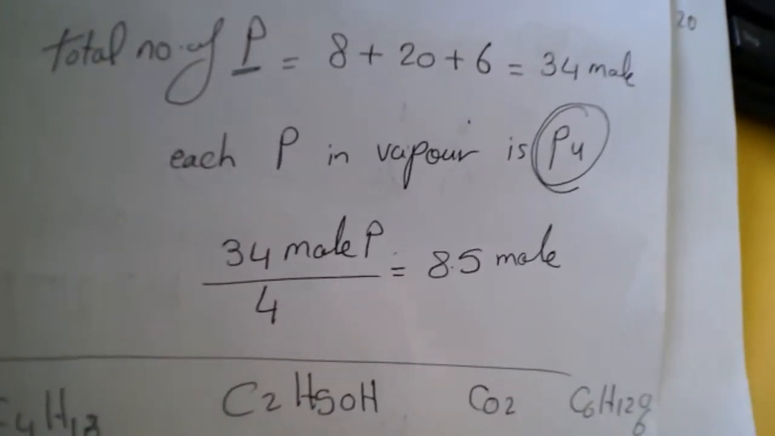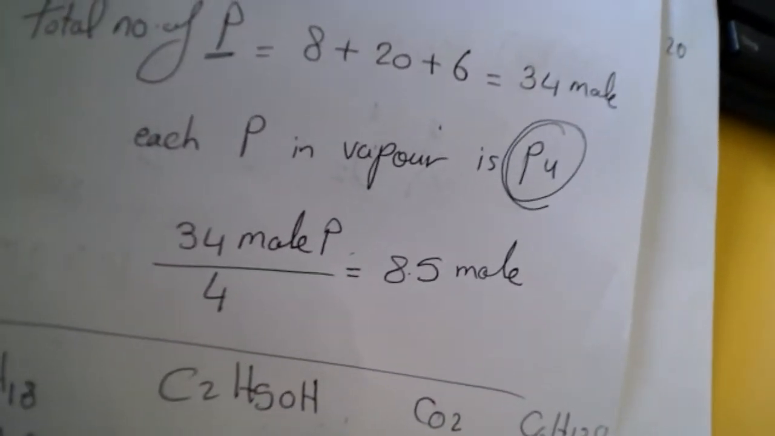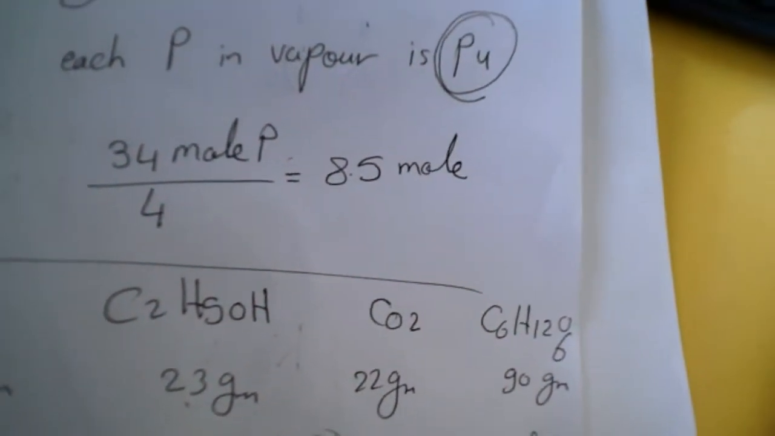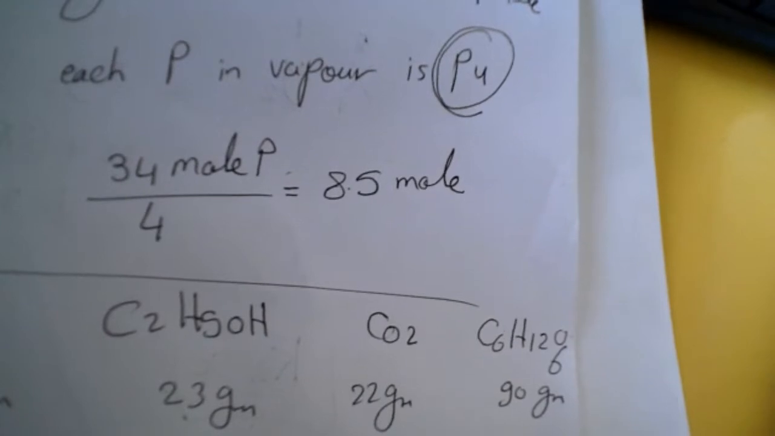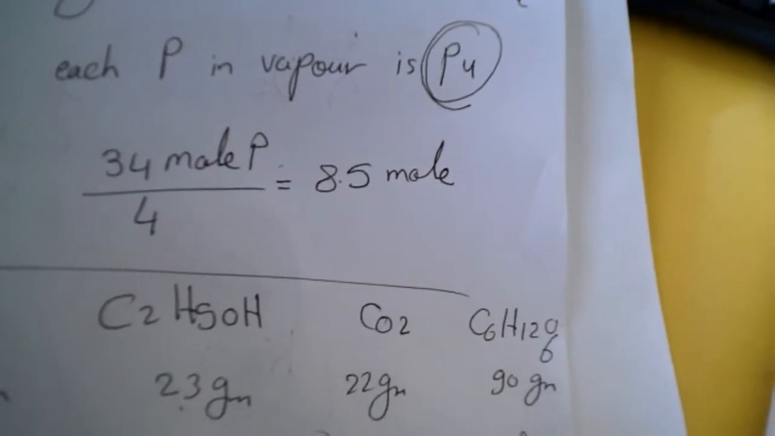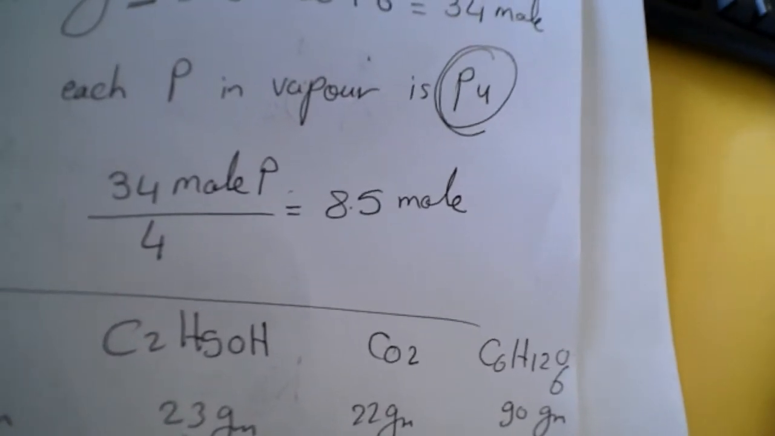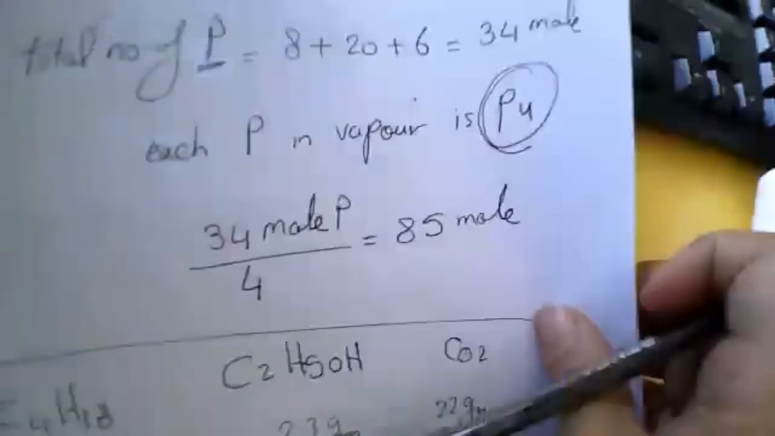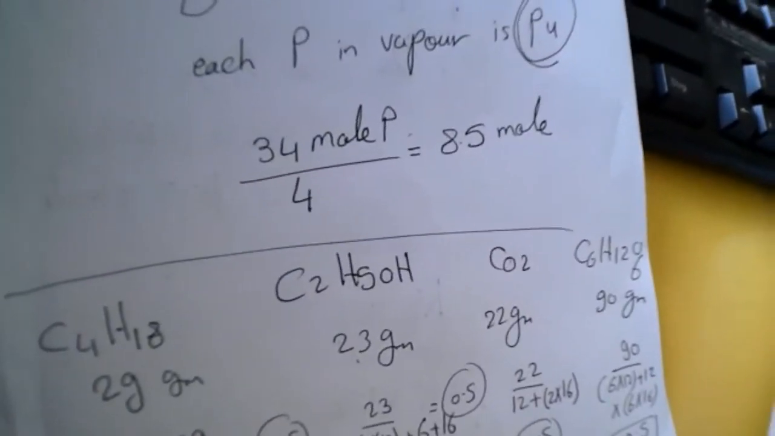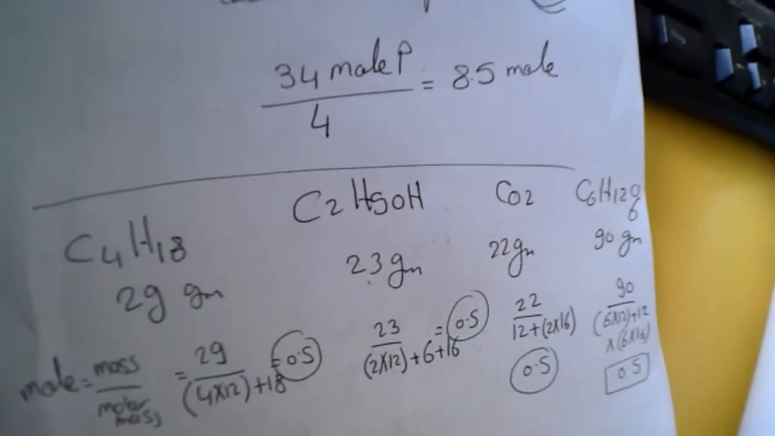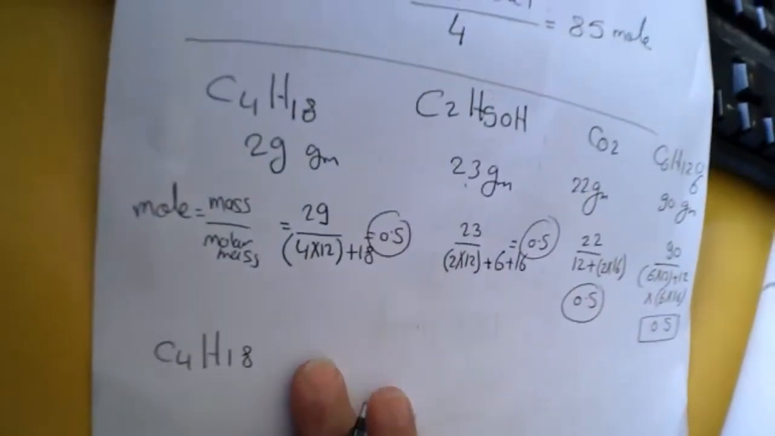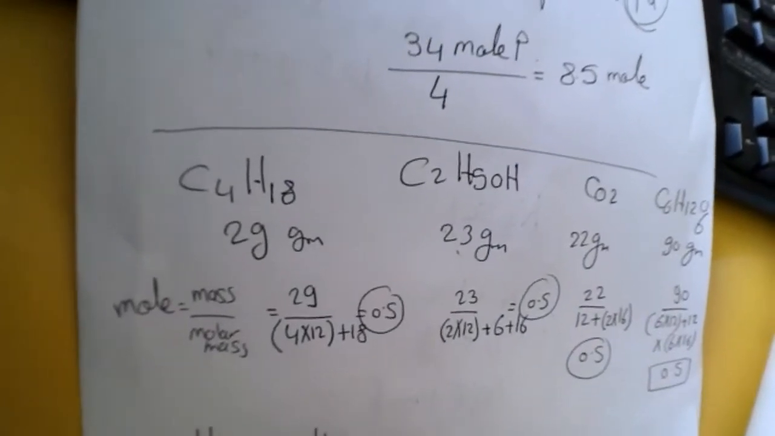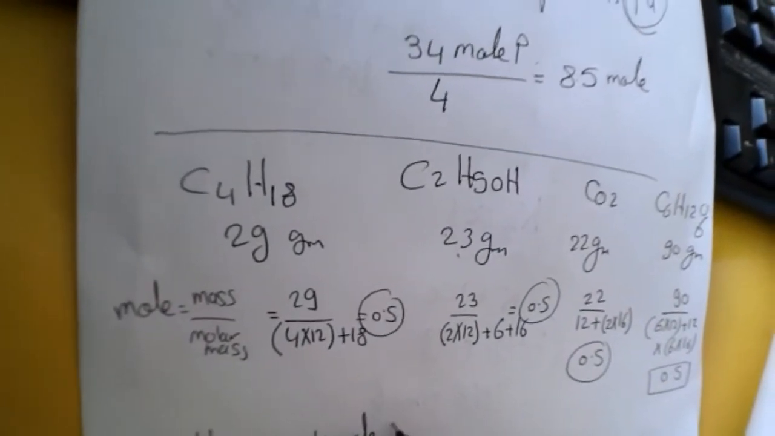Here we have 90 mass over molar mass, 6 times 12 plus 12 plus 6 times 16, it's gonna be half mole too. So all of them equal half mole of each one of them. So when we bring C4H10, each 1 mole of it contains 4 mole of carbon here.